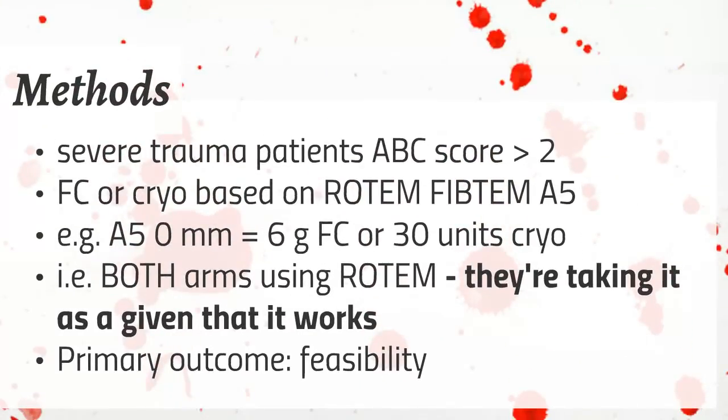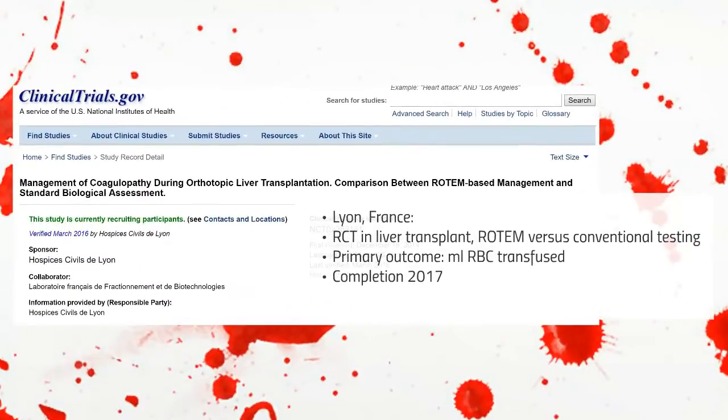So they're going to give it to trauma patients based on their ROTEM, their FibTem A5. And the point I'm trying to make here is that they're just assuming that ROTEM works just fine because so much research has been done into this particular bit. And it's a feasibility study they're going to do if it works. They're planning to do a bigger trial later.